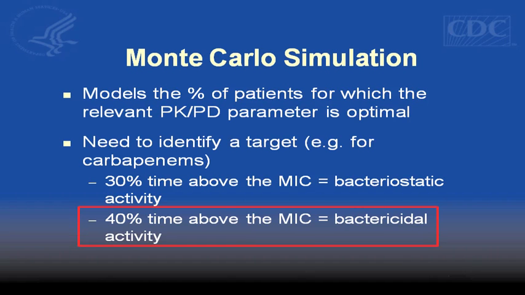Now, to know what the right PK/PD parameter is, there are animal studies that are done. And in these animal studies, you look for bacterial effect. And you can either have bacteriostatic effect or bactericidal effect. And for instance, for some of these beta-lactams, you start to see bactericidal effect when you have 40% time above the MIC. So you would want to set your susceptible breakpoint where you have optimal antibacterial activity or bactericidal activity. So for many of these drugs, the 40% time above the MIC was the optimal target attainment.